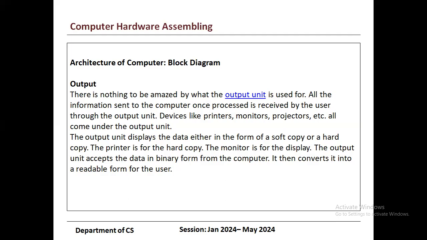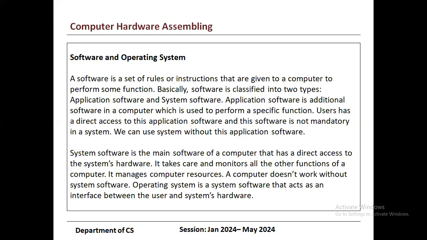So in the next slide, we'll discuss the difference between software and operating system. Basically, software is a set of rules or instructions that are given to a computer to perform some functions. Software is classified into two types: application software and system software.